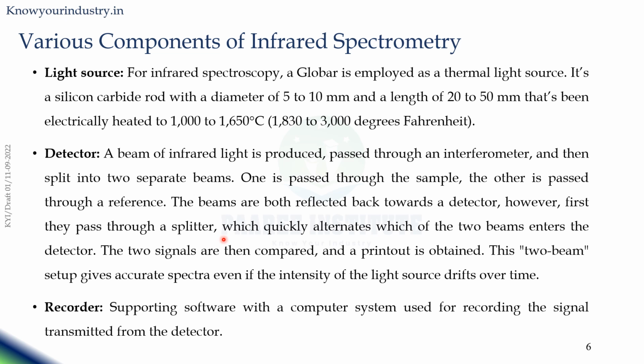So this is the general process of what happens in an infrared spectrophotometer, and eventually the two beams from the reference as well as the sample will be captured by a detector, and this two-beam setup gives an accurate spectrum even if the intensity of the light source drifts over time. So the detector will capture both the beams for the test sample as well as the reference and give the comparative spectra. Then it comes to the recorder. The recorder is generally supported by software and a computer system which records the signal transmitted through the detector.